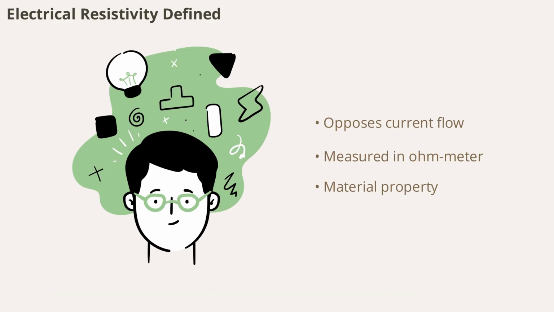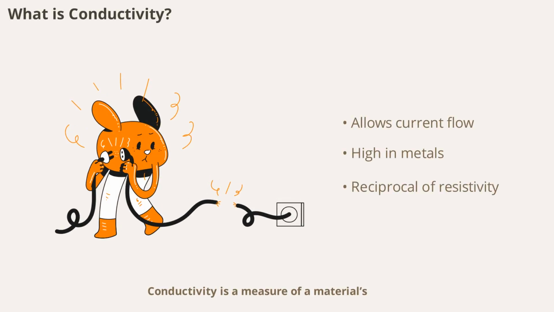Now, let's look at conductivity, the flip side of resistivity. Conductivity is a measure of a material's ability to allow the flow of electric current. It is the reciprocal of resistivity and is denoted by the symbol sigma. Materials with high conductivity, such as metals, are used extensively in electrical wiring and circuits. Conductivity depends on the type of material and its temperature. The higher the conductivity, the easier it is for current to flow. This property is vital in choosing materials for efficient energy transmission.